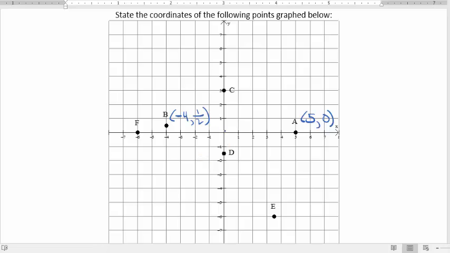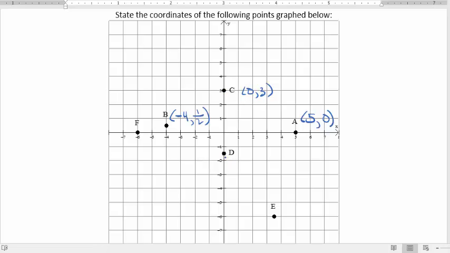Now point C, I don't go right or left at all, right? And that's always what you say first. So since I didn't go right or left at all, my X coordinate is 0. And then I went up 3. So it's (0, 3), right? I didn't go right or left, but I went up 3.